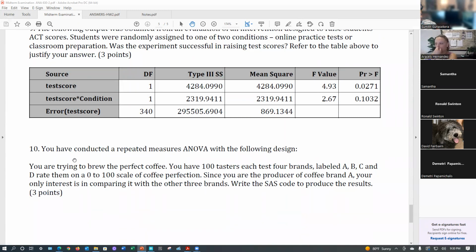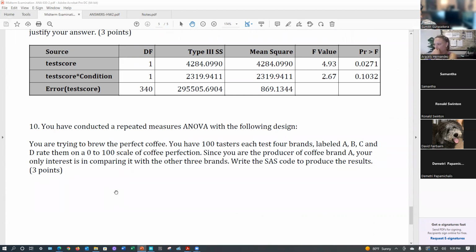Okay. You have conducted repeated measures ANOVA with the following design. You are trying to brew the perfect coffee. You have 100 testers. Each tests 4 brands, labeled A, B, C, and D. Rate them on a 0 to 100 scale of coffee perfection. Since you are the producer of coffee brand A, you are only interested in comparing it with the other 3 brands only. Write the SAS code to produce this result.